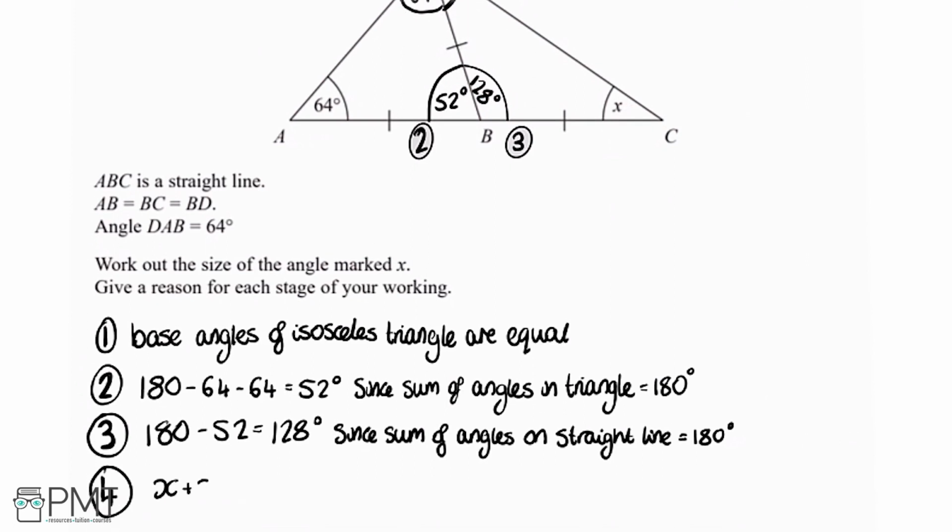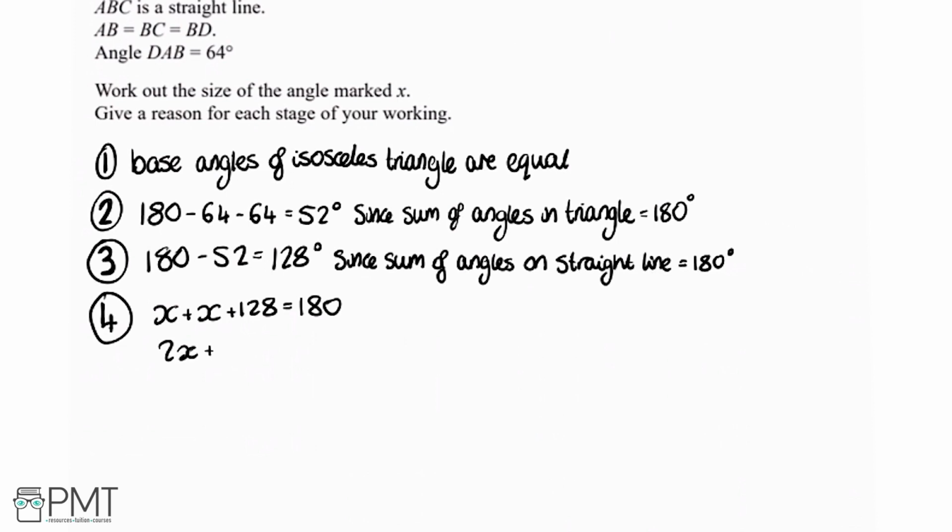So I've got x plus x plus 128 is 180. So that's 2x plus 128 is 180. We subtract 128 from both sides and get that 2x is 52. And therefore x is 52 divided by 2, which is 26 degrees. And that's our final answer.